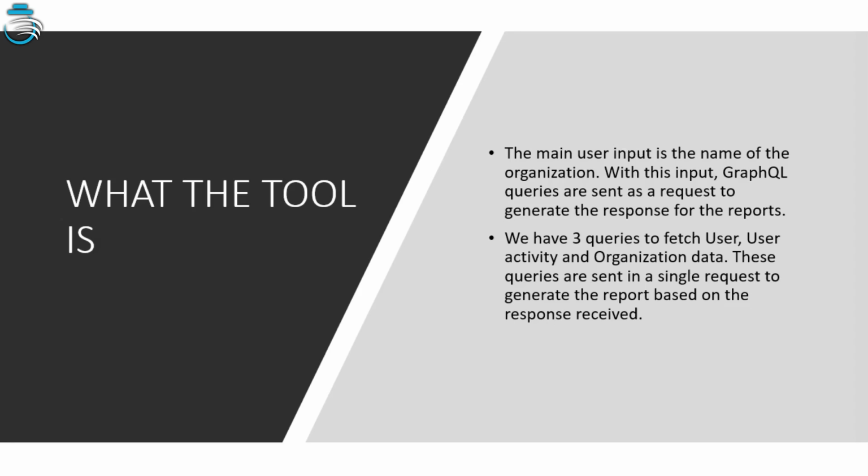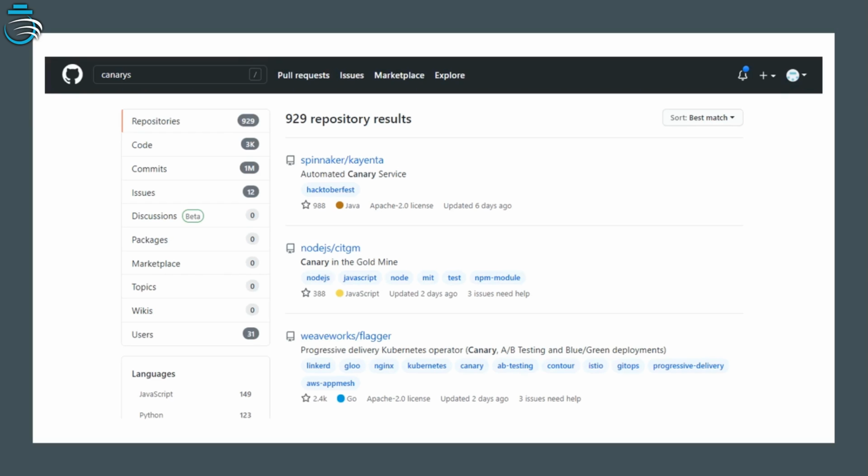You might have the question: why do we need this tool? Let's say I go to GitHub right now, enter the organization name as Canarys, and I get these results. I'm getting 929 repositories and 31 users. But for me to sort all this data together, it would require a manual process where I would have to go through each search page and sort out the user and repository details. Right now I don't even have the organization details, so I would have to search for organization details too.